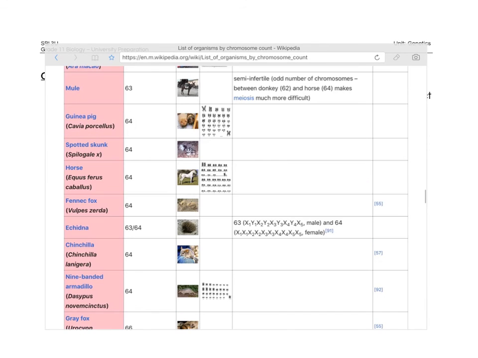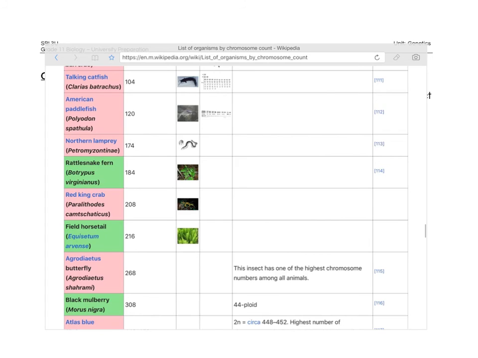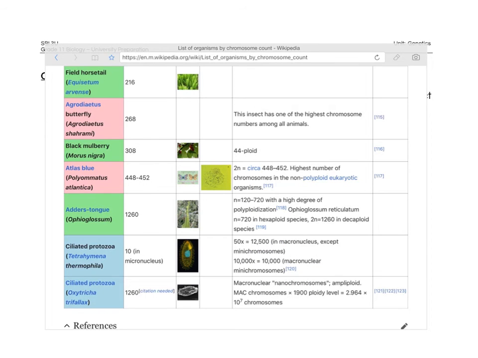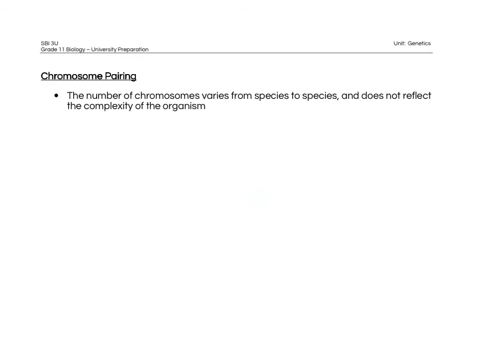I wonder which organism on this list has the greatest number of chromosomes. It looks like it is the ciliated protozoa with 1,260 chromosomes. Well, there we go, ciliated protozoa. So I'm guessing, almost like a paramecium of sorts. There's just an example to give you some frame of reference around number of chromosomes and complexity and the fact they're not really related. Okay, so moving on with our lesson.